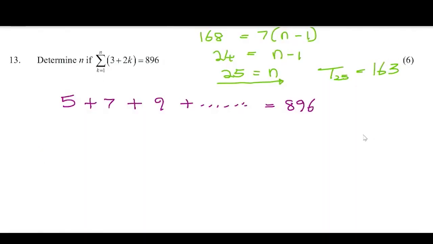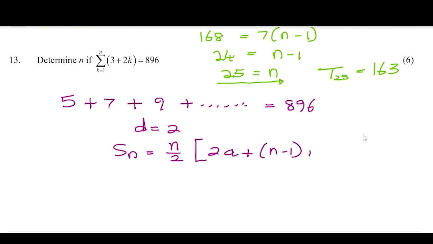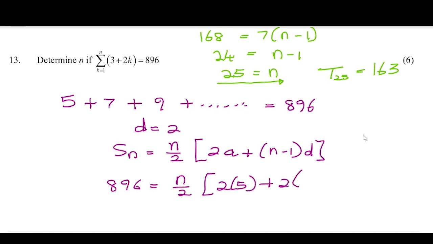Okay, so what we've established now is that this is definitely arithmetic with a common difference of 2. We know our sum formula for an arithmetic sequence looks like this. N over 2, 2 lots of A plus n minus 1 lots of D. Right, and I know the answer is 896 when I add up all these terms. I don't know how many terms there are. I do know that the first term is 5. And I do know that the common difference, D, is 2.